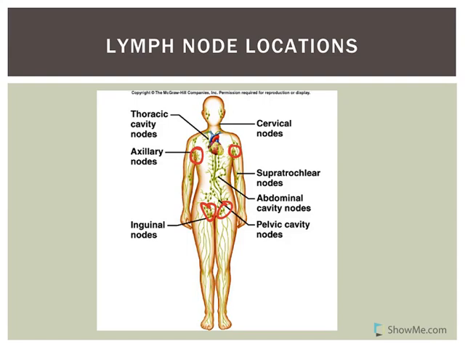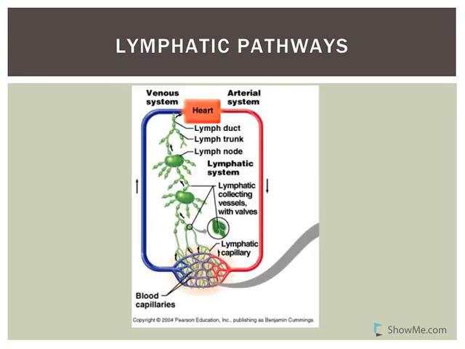Now, the vessels that leave the lymph nodes are referred to as efferent lymphatic vessels. They will leave the lymph nodes and come together to form what are referred to as lymphatic trunks. Lymphatic trunks drain certain regions of the body. The lymphatic trunks will then empty into two lymphatic ducts: the right lymphatic duct and the thoracic duct.